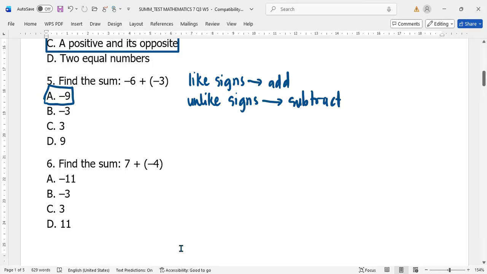Next, find the sum of 7 plus negative 4. Okay, so again, unlike signs, you have to subtract it. So from here, we get 7 plus negative 4. That will be 3. Okay, so the bigger number is positive, so our answer will be positive 3.